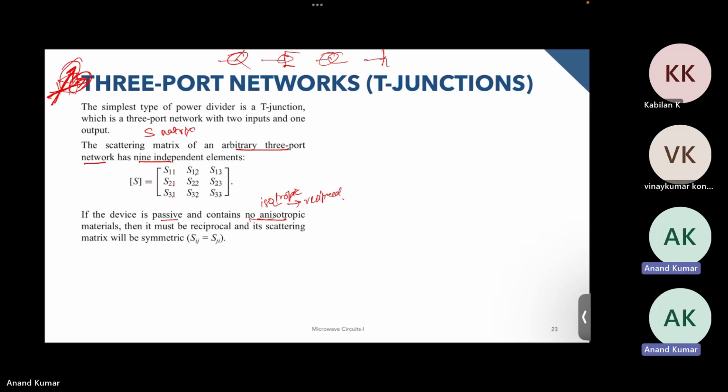This means it is reciprocal. Since it is passive and isotropic, this must be reciprocal. And for a reciprocal system, this particular matrix will become symmetric, and hence Sij will be equal to Sji. So these three terms will become equal to the bottom three terms, and so now we have fewer unknowns. Now we only have six unknowns.